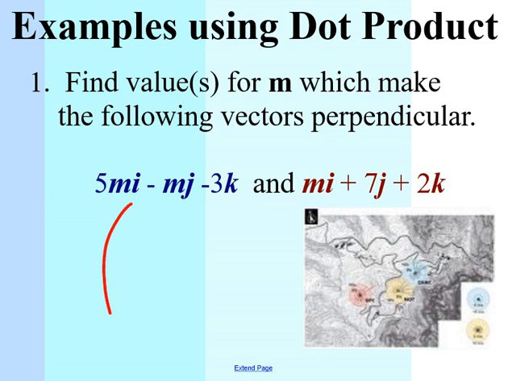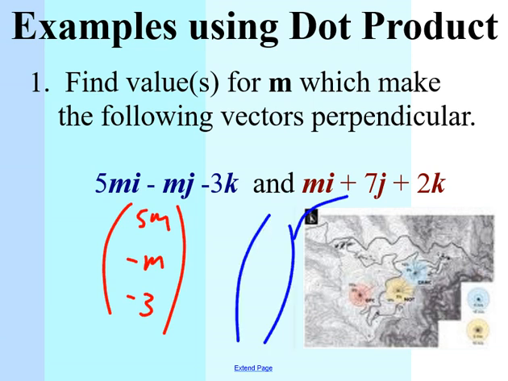So if I was going to write this as a vector, I would not write the i, the j, and the k, but I would write the m. 5m, negative m, and negative 3. And then this one, m, 7, and 2.